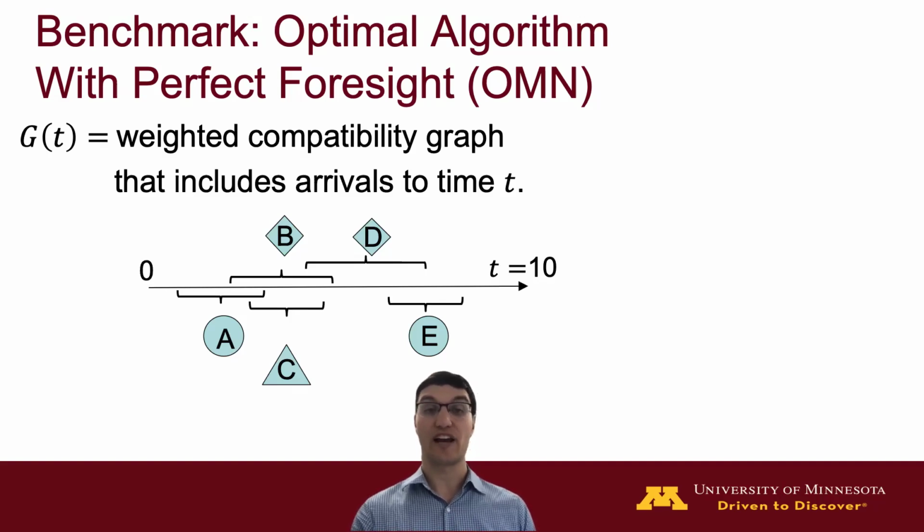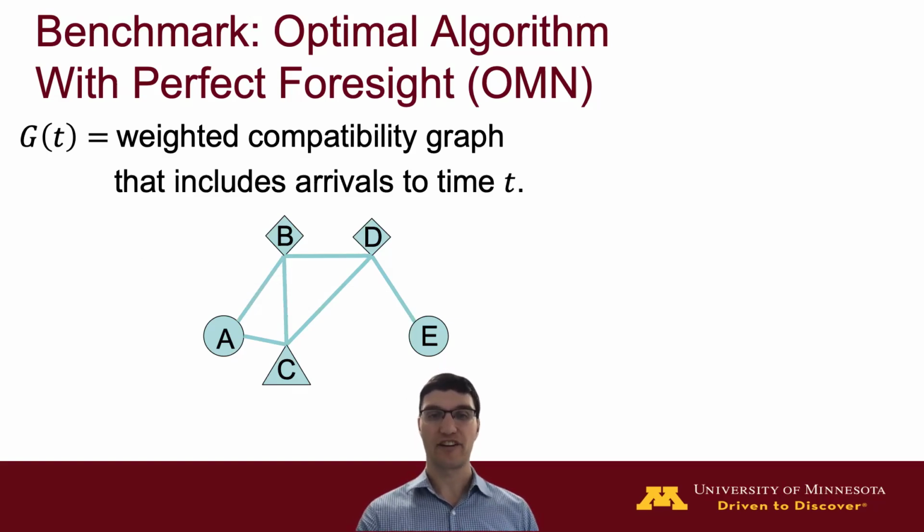So for example, A overlaps with B, A overlaps with C, so we're going to have edges there. But notice that A leaves before D arrives. And so there's not going to be any edge between A and D. So we end up getting these edges that indicate who we can match to whom. And once we have those edges drawn, we can sort of forget about the details of when exactly everyone arrived and just focus on this graph.